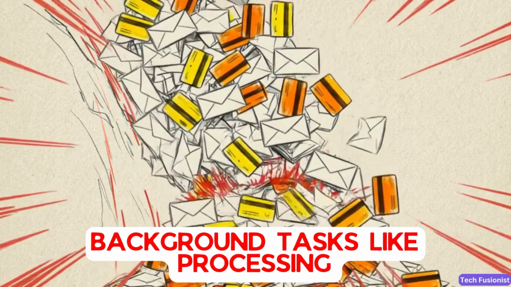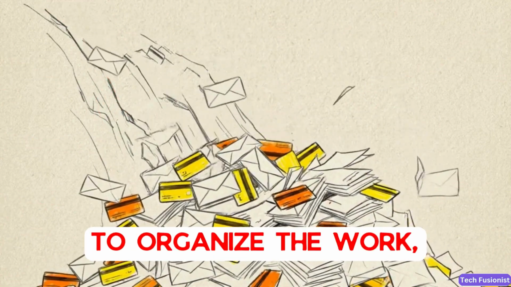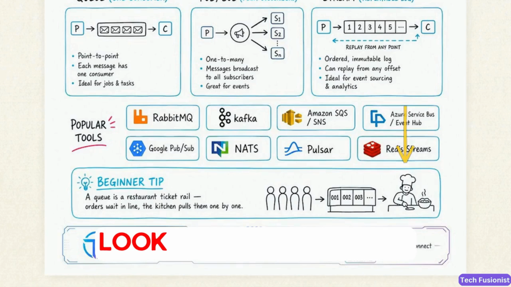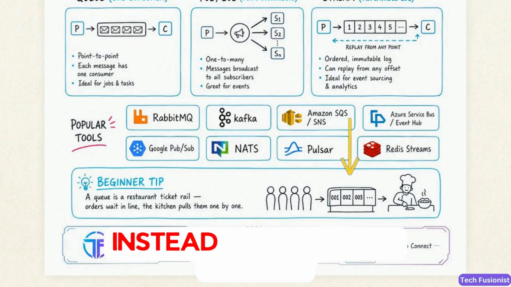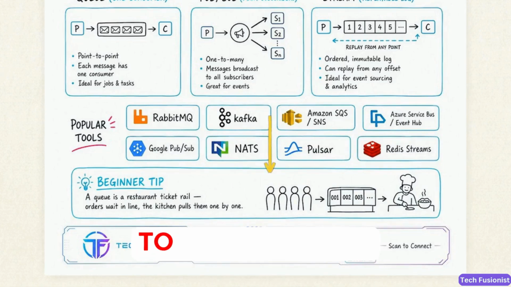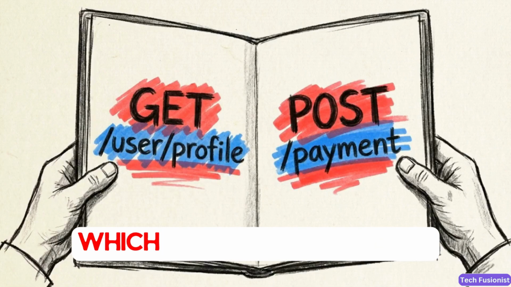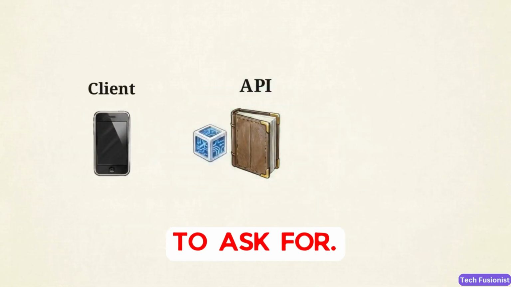Background tasks like processing payments or sending emails can quickly pile up. To organize the work, we use a message queue. Look at this drawing of a chef. A queue works just like a restaurant ticket rail. Instead of shouting orders at the kitchen staff, requests wait in a neat line to be processed one by one. Users place those orders through an API, which is essentially just a standard restaurant menu. It tells the user exactly what data they are allowed to ask for.